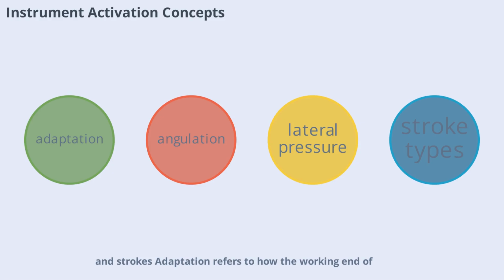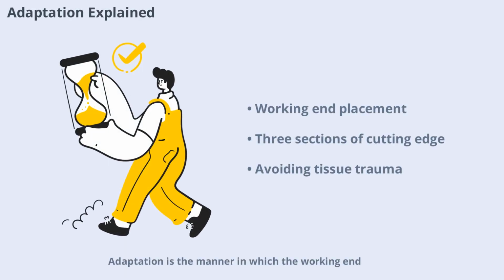Adaptation refers to how the working end of the instrument is placed against the tooth surface, conforming to its contour. Angulation is the angle between the face of a bladed instrument and the tooth surface. Lateral pressure is the force applied against the tooth, and strokes are the movements used to remove calculus and smooth the root surface.